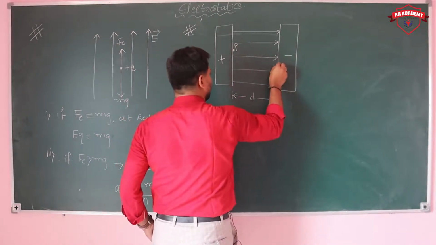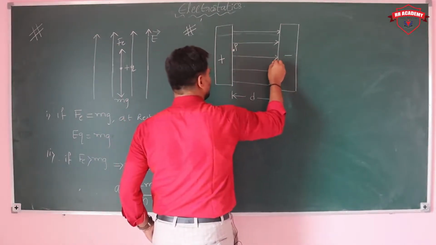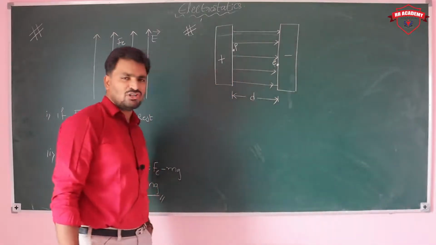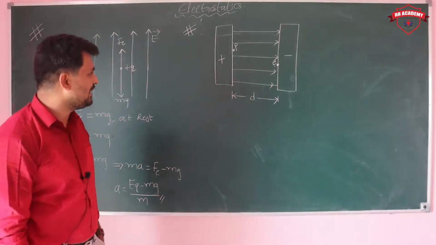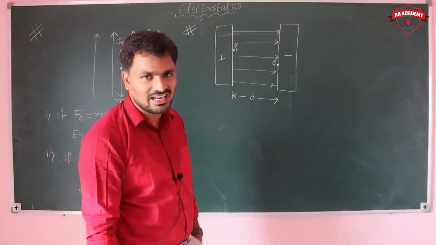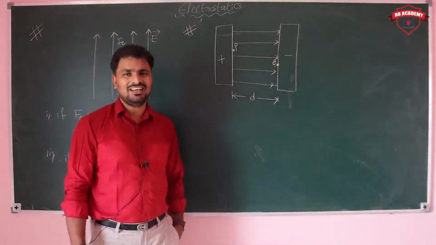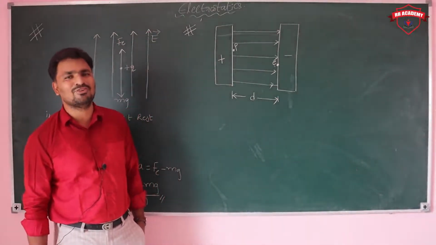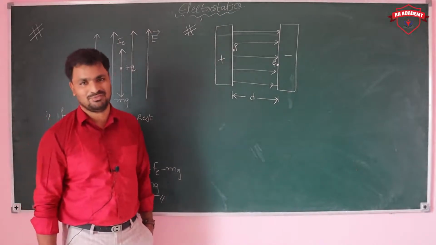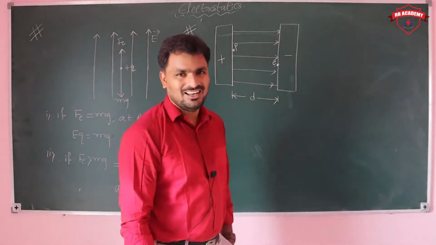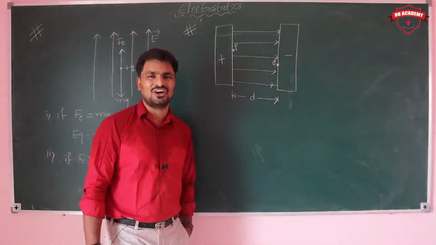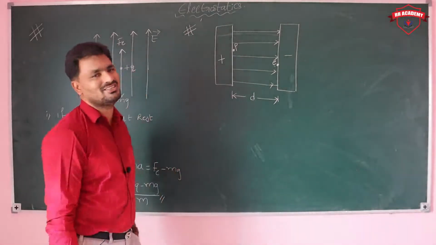And from the negative plate I am releasing an electron of the same type. The proton from the positive plate and the electron from the negative plate are released at the same time. So which one reaches the opposite plate in the shorter time? That is the question for us.